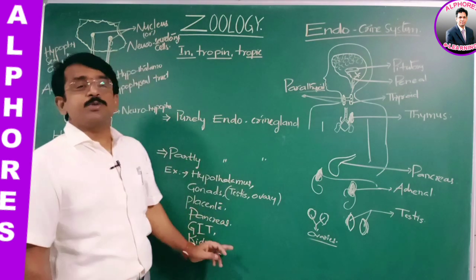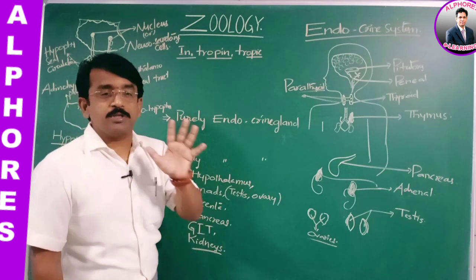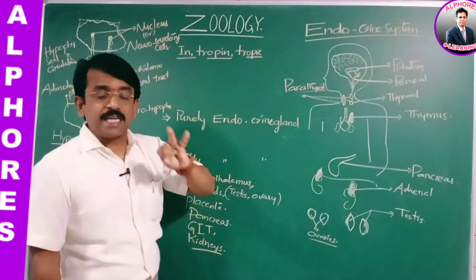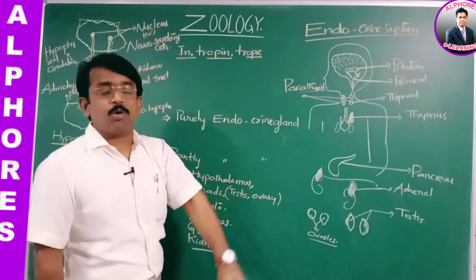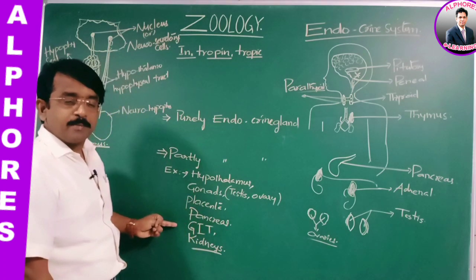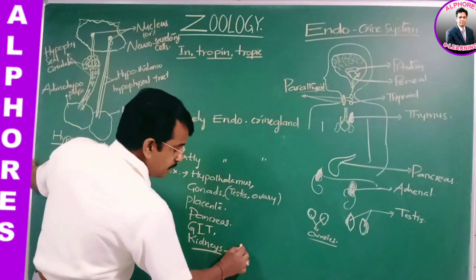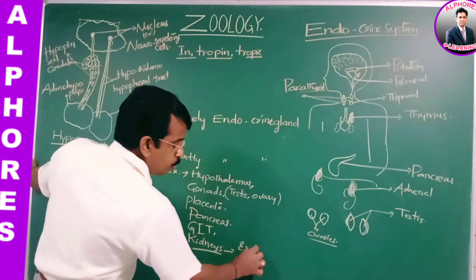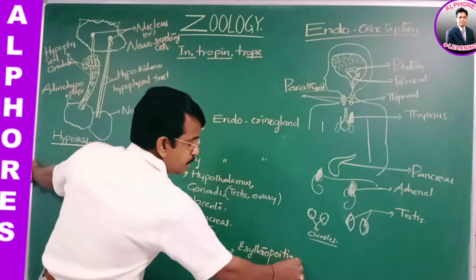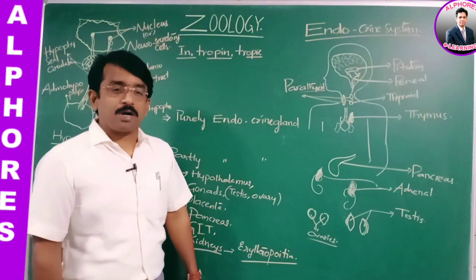Next, gastrointestinal tract. This also we have discussed earlier. From the gastrointestinal tract, gastrin, enterogastrone, secretin, cholecystokinin and enterocrinin are the hormones released. Next, kidneys. Kidneys synthesize erythropoietin. Erythropoietin is a hormone which stimulates RBC production.